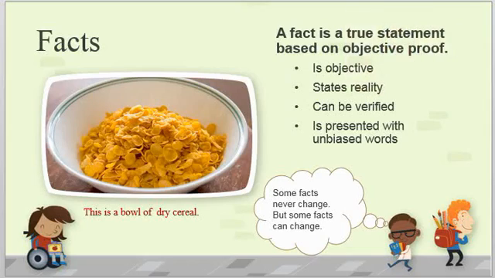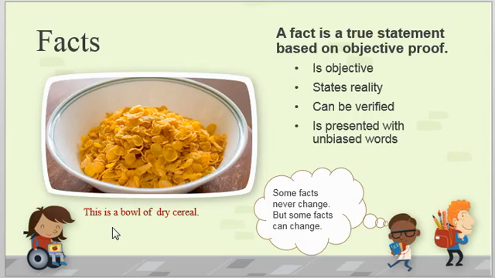In order to determine what a fact is, we need to know some things about facts. Facts are true statements. They're objective. What that means is there's no feelings involved when we're talking about the facts. It just states reality, what you can see and what you can hear and what you can do. Facts can be verified or proven, and they're presented with unbiased words. Biased words are words of feeling or judgment, and we'll be talking about those a little later on in this lesson.